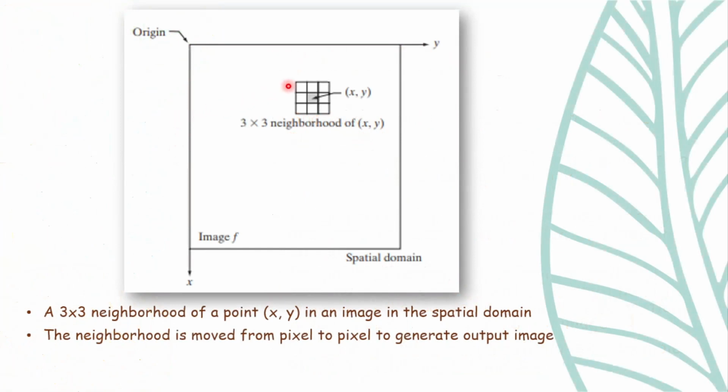What I mean by neighborhood is, consider this point x comma y in the image plane. For this point, a 3 by 3 neighborhood is this part which is enclosed around the point x comma y. The neighborhood is now moved from pixel to pixel to generate the output image. Now that you have some brief idea of what spatial processing is, let's look at what spatial filters are.